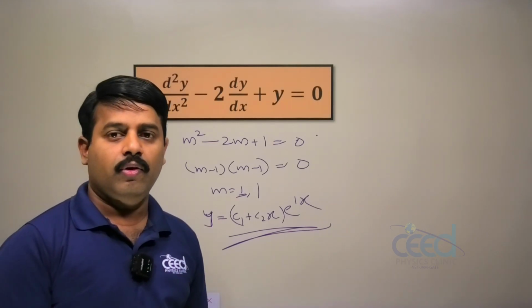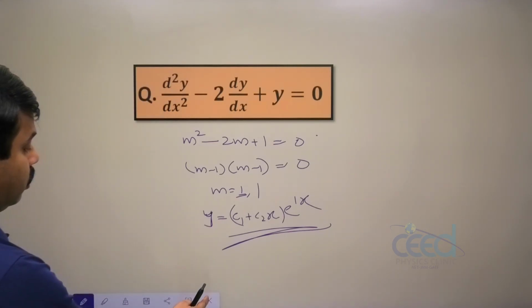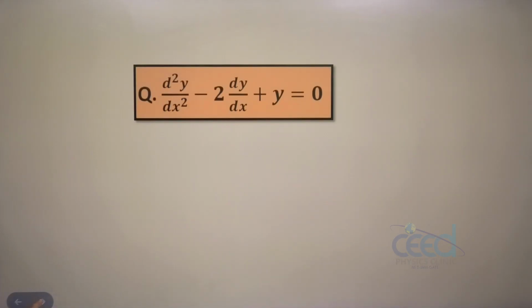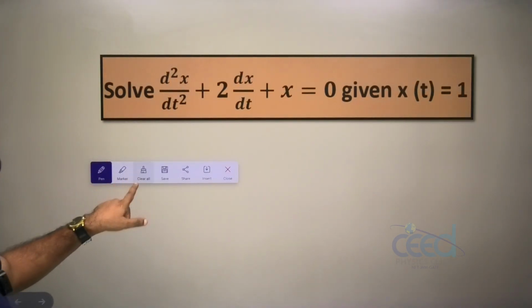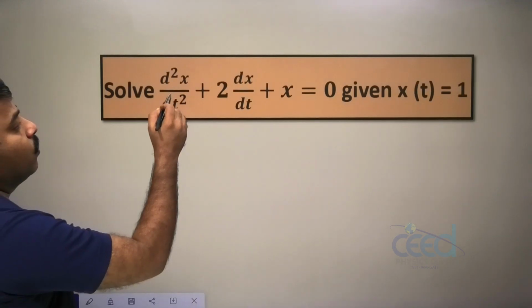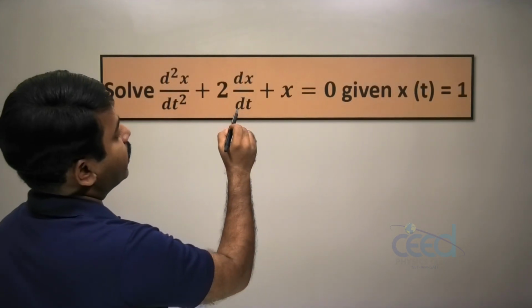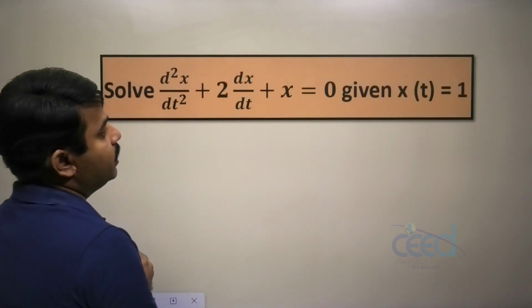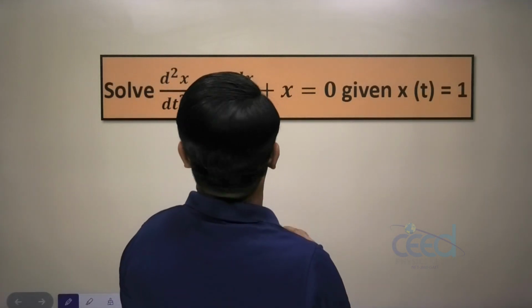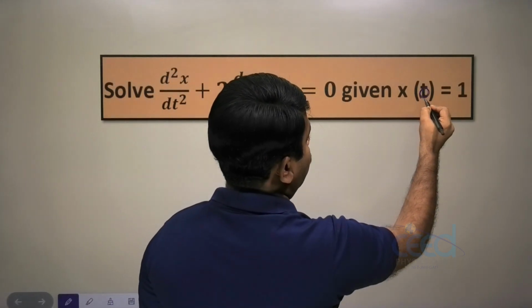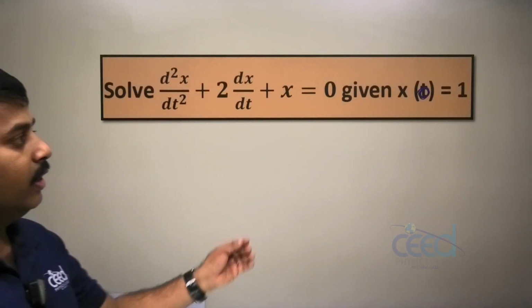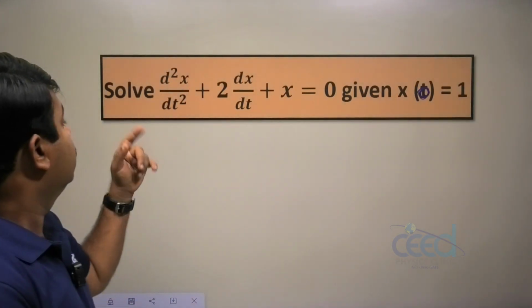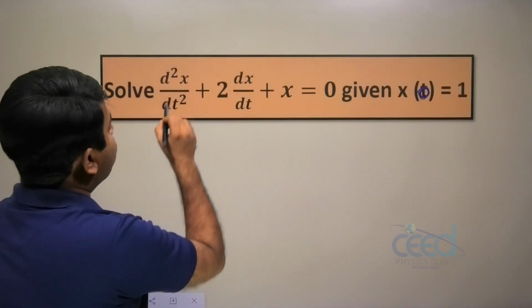Now let us go to another question. See what is given here. A second order differential equation is given: d square x by dt square plus 2 dx by dt plus x is equal to 0, with the condition x of 0 is equal to 1. This is not x of t, here it is x of 0. Like that only the condition will be given.